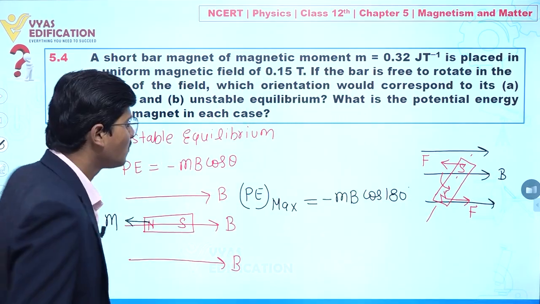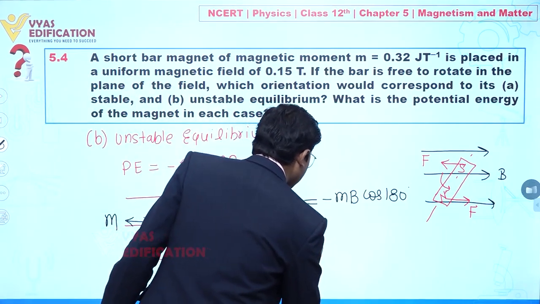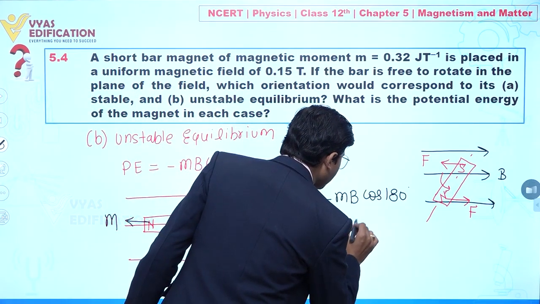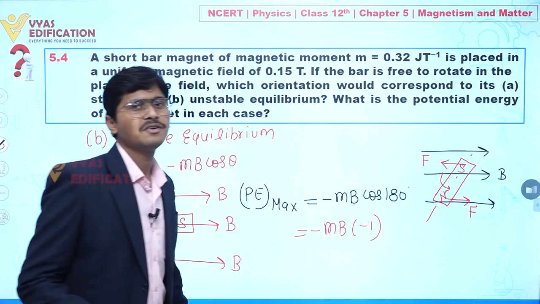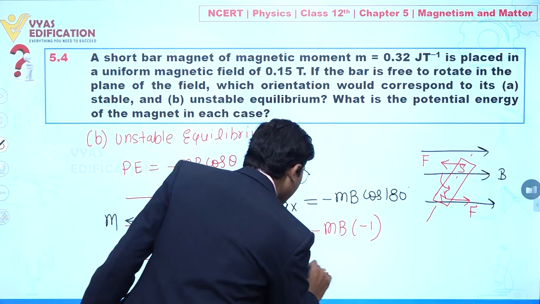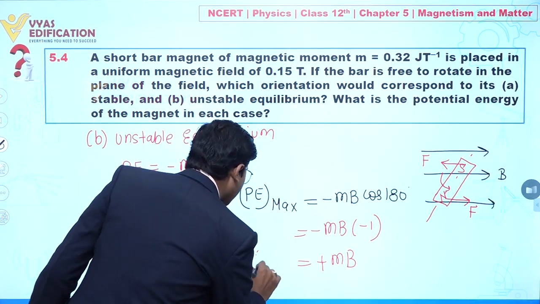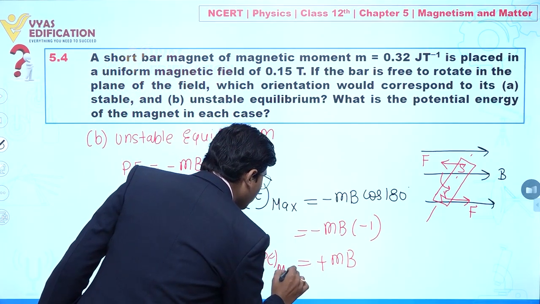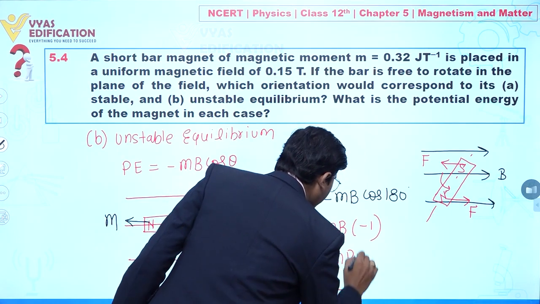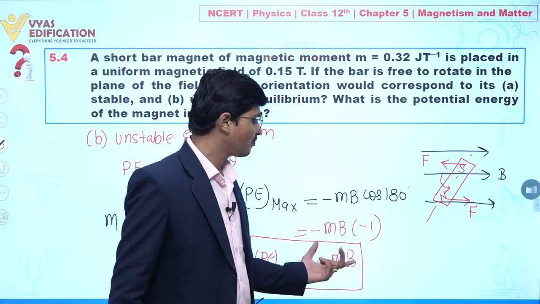From here we can write this as minus mb times minus 1, which equals plus mb. So the maximum potential energy is given by plus mb.